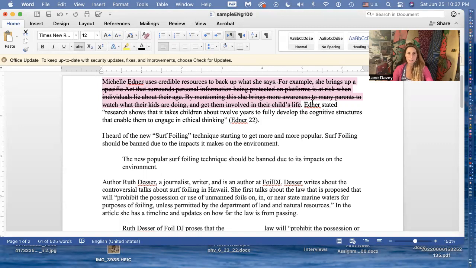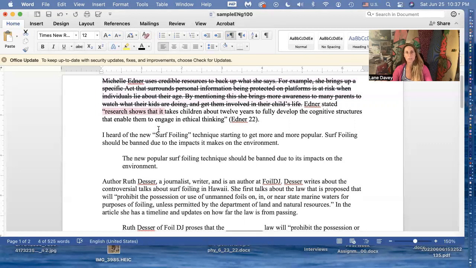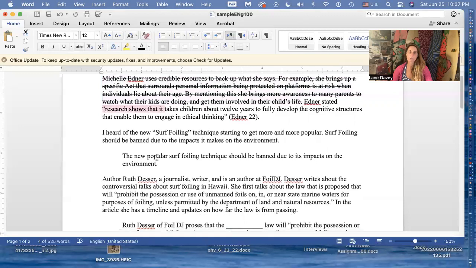Michelle Edner states that blank, right? This is not good either though. Edner states that research shows. What research? You know, it takes children about 12 years to fully develop. Okay, you could use that. But we want to see what the research is. That's the point of using credible research. You should be referring directly to the research.